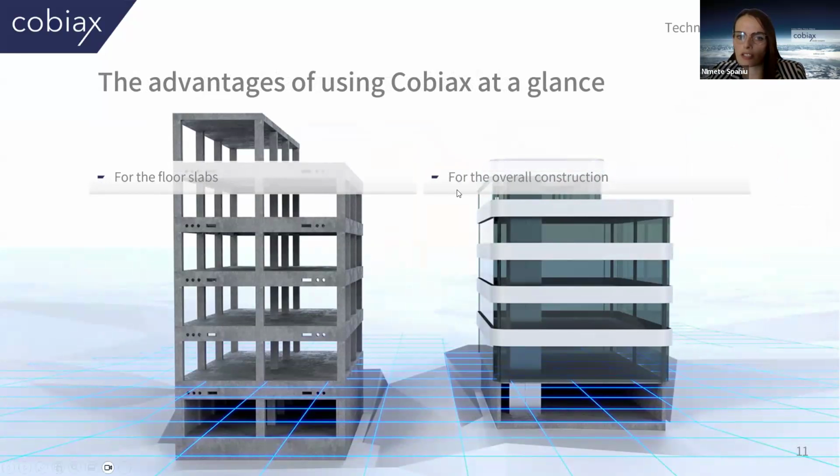It's the advantages for the overall construction. Since we have a lightweight slab, because we replace the concrete with Cobiax void formers, we will have load reduction in the whole building. So the load-bearing elements will be optimized. The dimensions of the columns will be reduced.